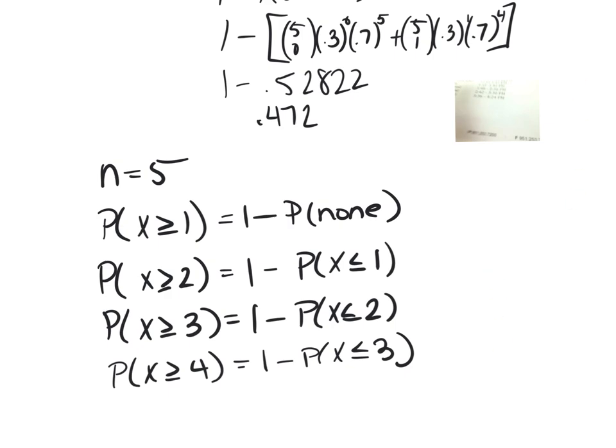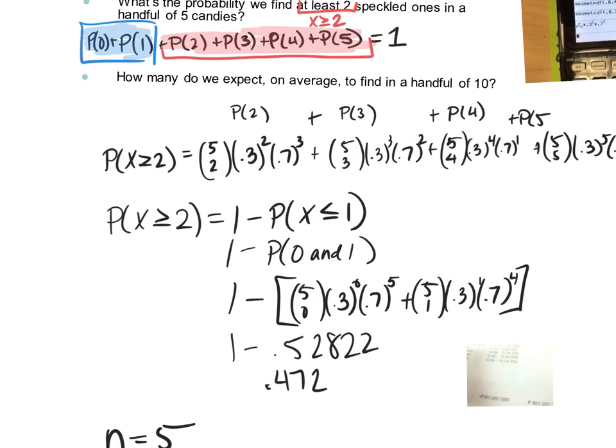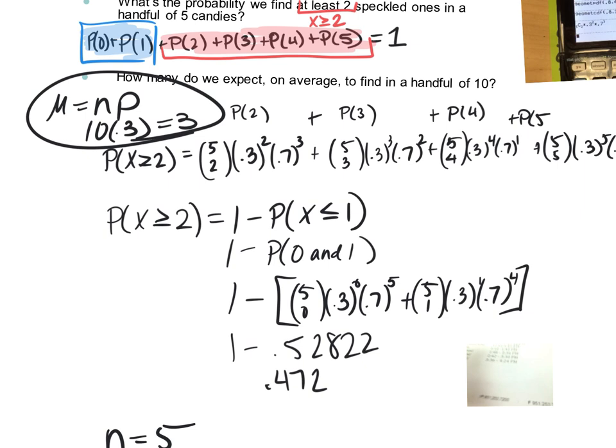So then the last question on this slide says, how many do we expect on average to find in a handful of 10? How many speckled M&Ms, if there's a 30% chance, do you expect in a handful of 10? 3, right? 30% of 10, mean is N times P. You expect 30% of 10, which is 3. Okay.